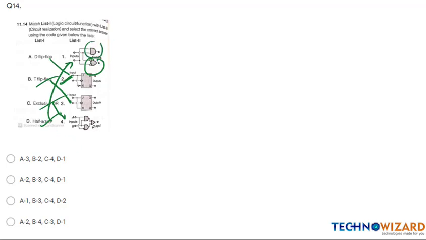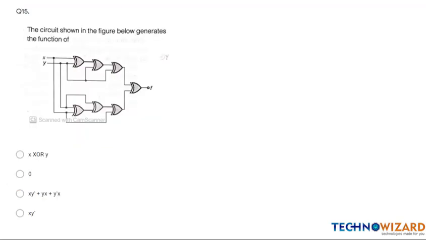And here for XOR, you can convert this Boolean function, and you will get A XOR B simply. For D flip-flop, you know that for the same input we get the same output, and for T flip-flop we will have a toggle condition. Therefore, option B is the correct answer here.